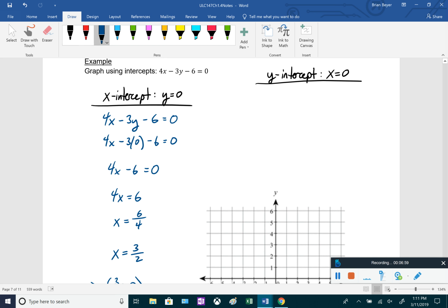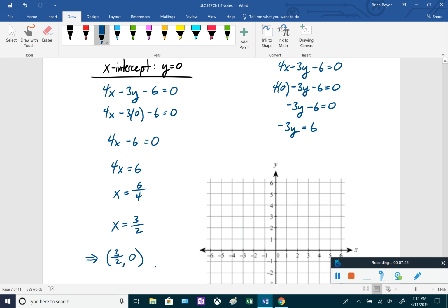So that means x equals 0, so it's going to be 4x minus 3y minus 6 equals 0. We're going to plug a 0 into x. So it's 4 times 0 minus 3y minus 6 equals 0. The first term cancels because it's 0. We get -3y minus 6 equals 0. We can add 6 to both sides and get -3y equals 6. And divide both sides by -3. When we divide by -3, 6 over -3 is -2. So we get y equals -2. As a coordinate, that's 0, comma -2.